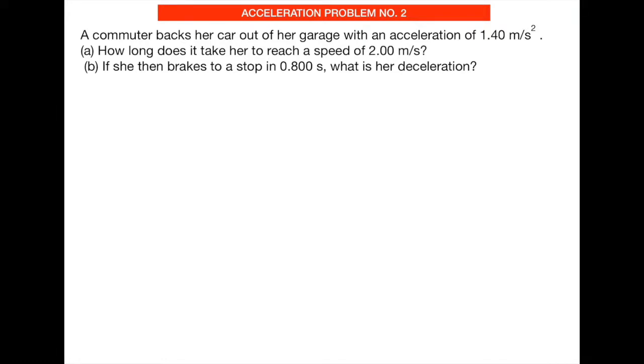Now let's have our acceleration problem number 2. A commuter backs her car out of her garage with an acceleration of 1.40 meter per second square. Letter A, how long does it take her to reach a speed of 2 meter per second? And letter B, if she then brakes to a stop in 0.800 seconds, what is her deceleration? So, let's try to identify again the given. We have here 1.40 meter per second square. There's a clue that if it is meter per second square, that would be our acceleration.